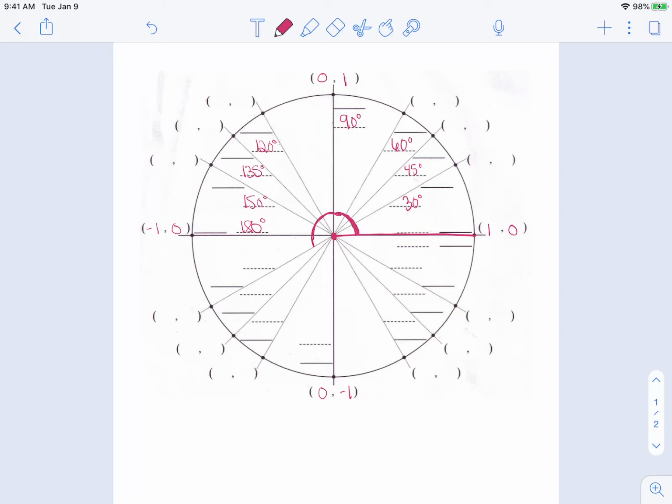Okay, I'm going to follow the pattern, so I'm going to keep going. So from here to here is another 30, so that's why I get 210 degrees. I get 225 degrees, 240 degrees, 270 degrees, 300 degrees, 315 degrees, 330 degrees, and then I go around the circle one full time and it's 360 degrees.